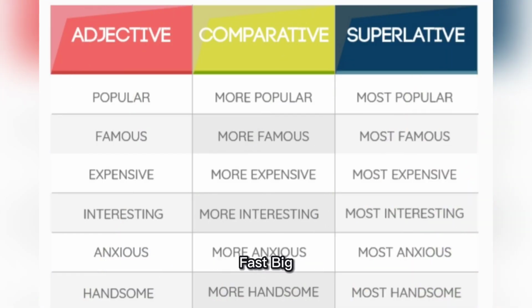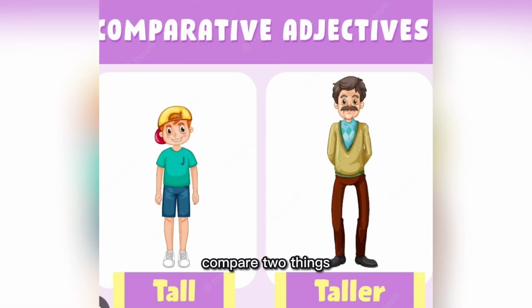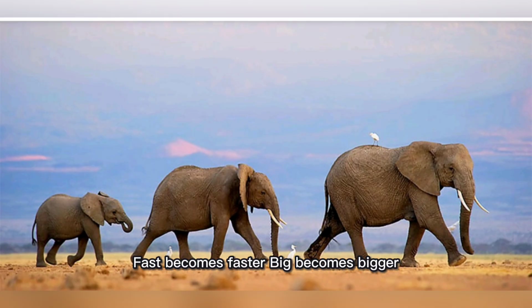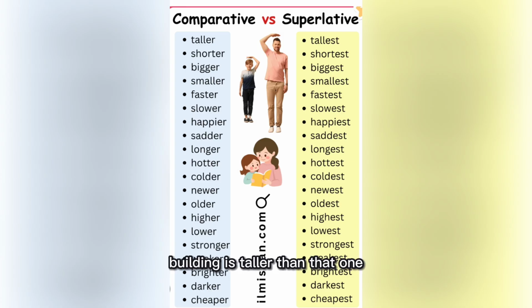Comparative adjectives compare two things. We often add er to the adjective. Examples include tall becomes taller, fast becomes faster, big becomes bigger. This building is taller than that one. Taller is a comparative adjective.